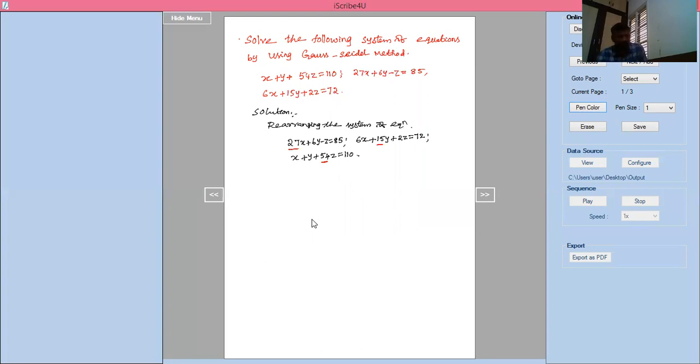Similarly, the y and z equations I will also arrange. Now, from the first equation, I can write x equal to 1 by 27 into 85 minus 6y plus z. This is x. Similarly, from this equation, I can arrange y equal to 1 by 15 into 72 minus 6x minus 2z.